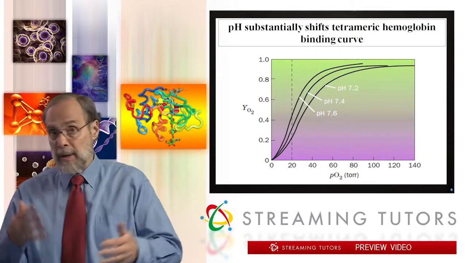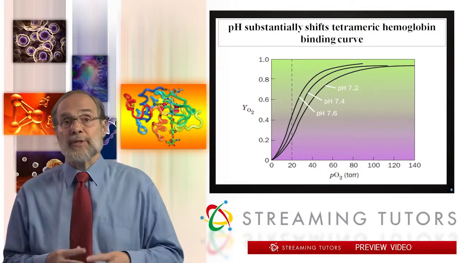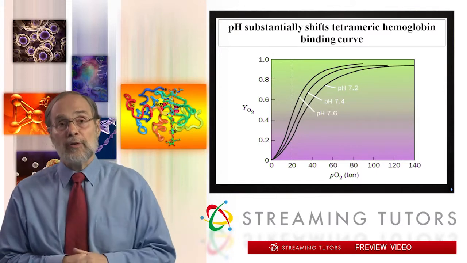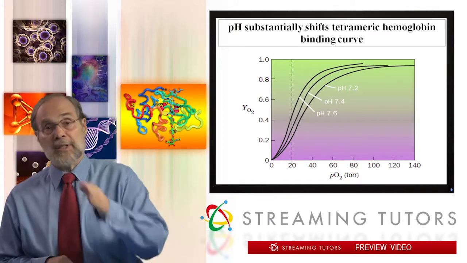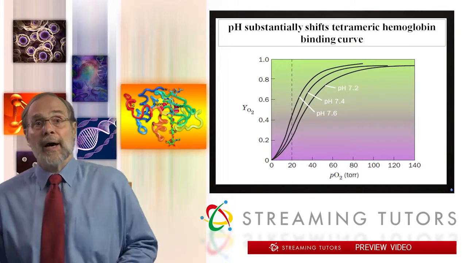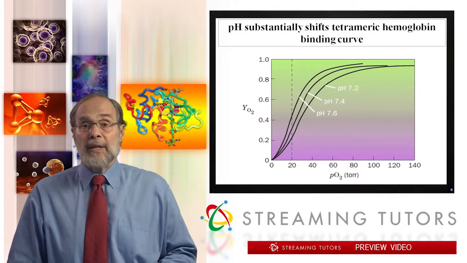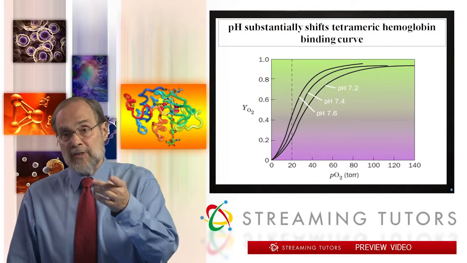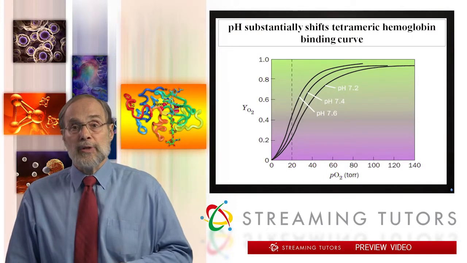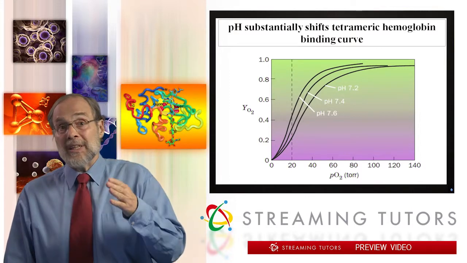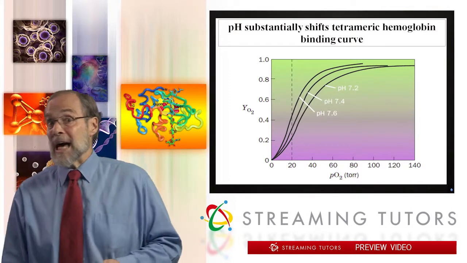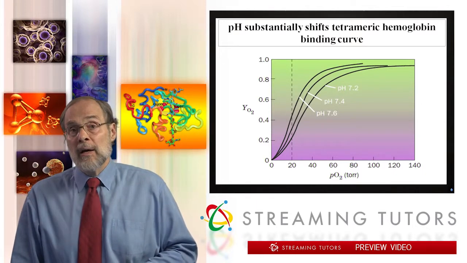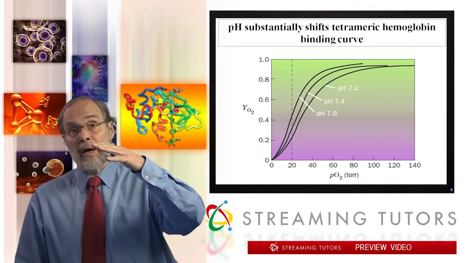So this is a modern reconstruction of one of the observations that Christian Bohr originally made. This is an oxygen saturation curve of hemoglobin. Notice it has the typical sigmoidal, not hyperbolic shape that we've come to expect. And what do you notice here? That as pH goes down, in this case from 7.6 all the way down to 7.2, each decrease in pH, that is each increase in hydrogen ion, remember pH is the negative log of the hydrogen ion concentration, what happens? The curve shifts down.